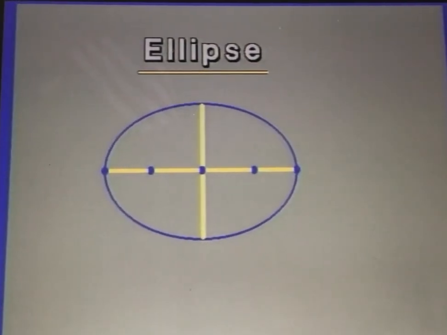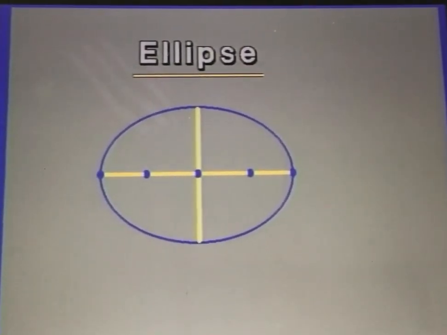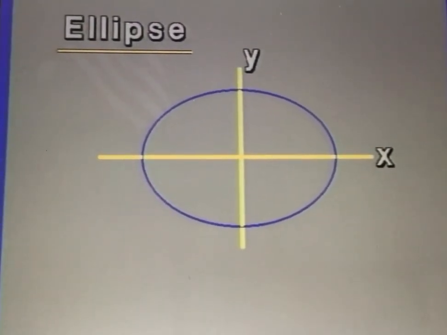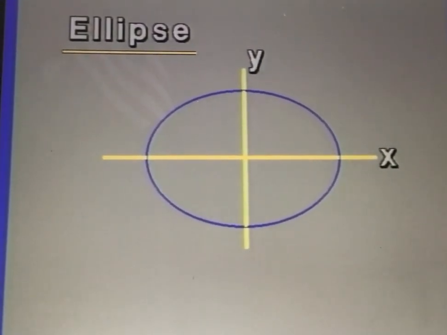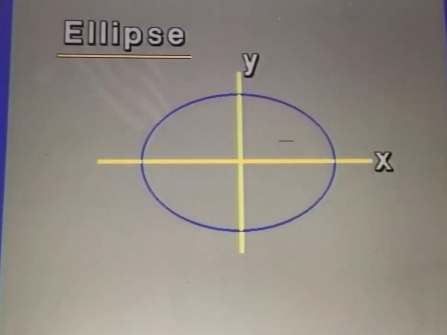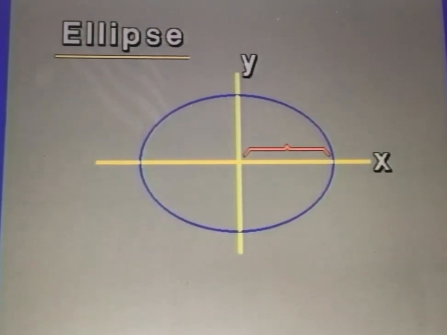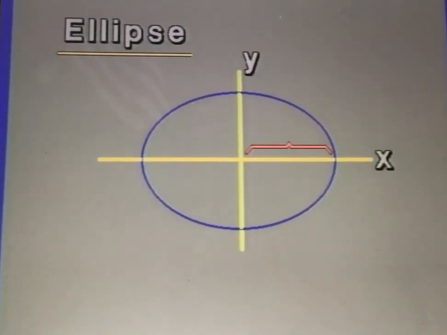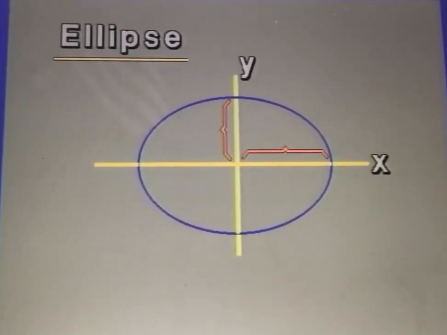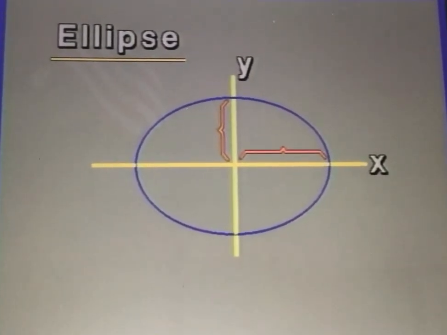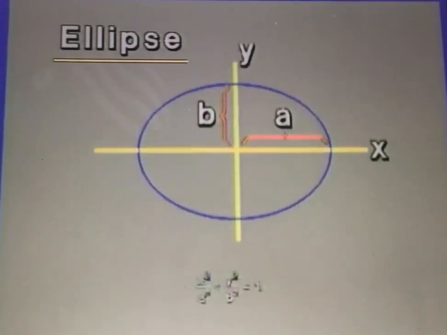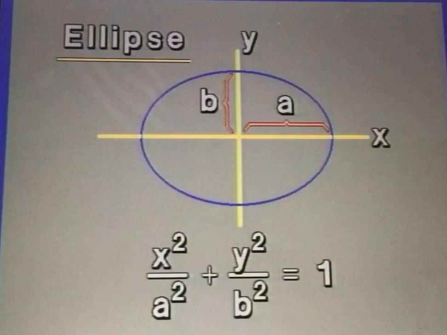First, let's assume that the ellipse is situated so that the center of the ellipse is at the origin of the coordinate system. Now, it may make some sense that any equation describing the shape of this ellipse will need to give us information about the distance from the center of the ellipse to the end of the major axis, and also information about the distance from the center of the ellipse to the end of the minor axis. Well, if we call these distances A and B, then the equation describing this ellipse is this equation.